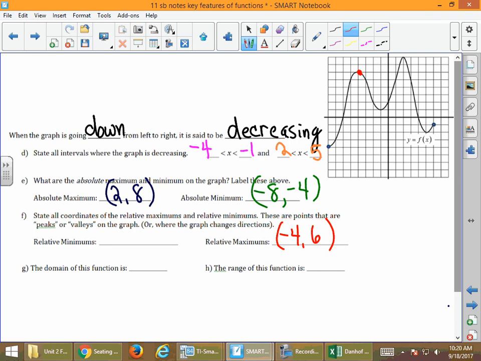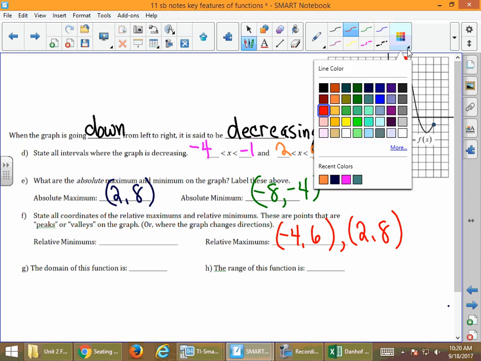There's actually one more relative max, which you have labeled on your paper as the absolute max. It's both in this case, and that point we said was (2, 8). That's a high point of the graph. But we have a relative min or two also.